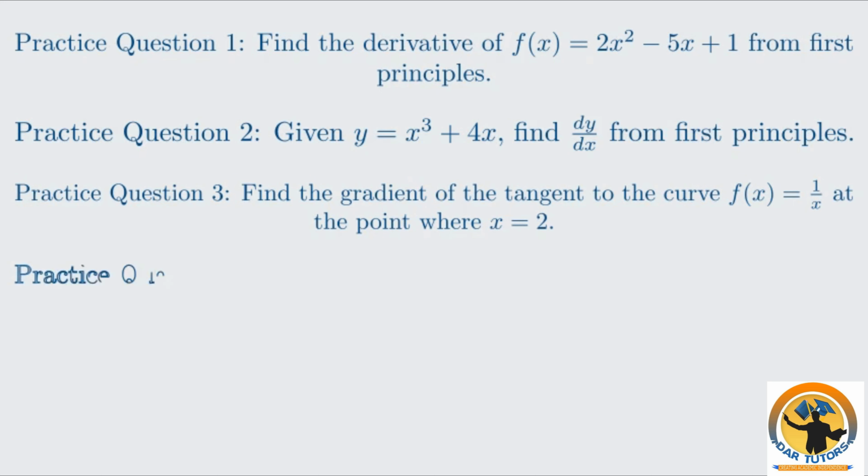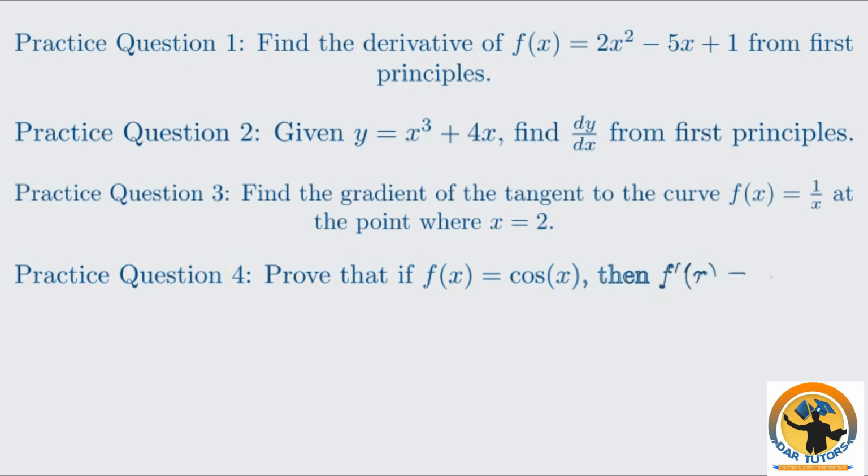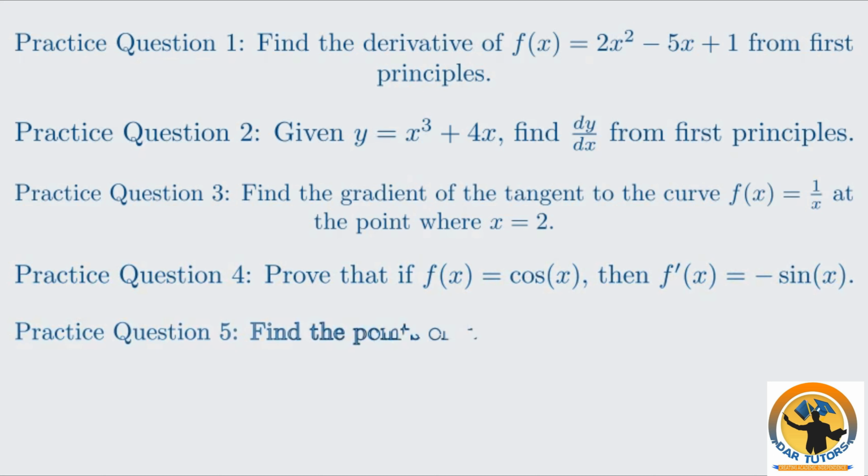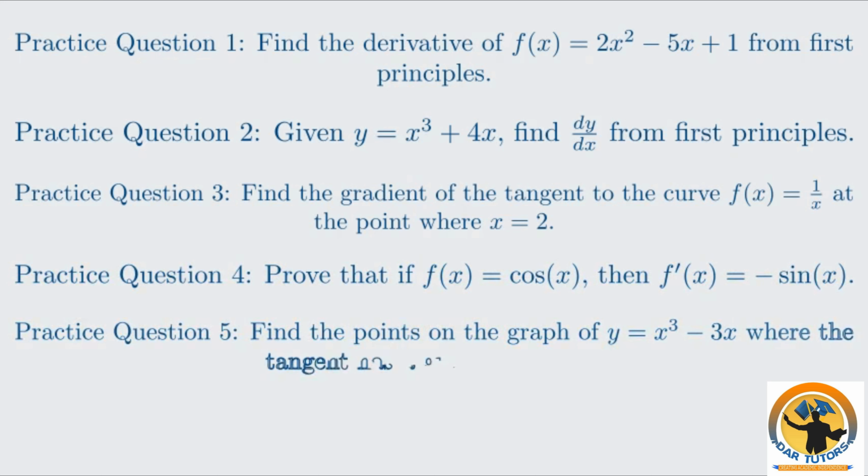Question 4. Prove that the derivative of f of x equals cosine x is f prime of x equals negative sine x. Question 5. Find the points on the graph of y equals x cubed minus 3x where the tangent has a gradient of 0. Let's go through the solutions.